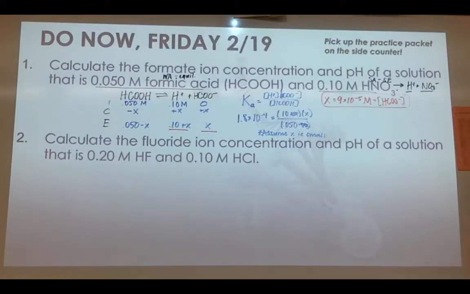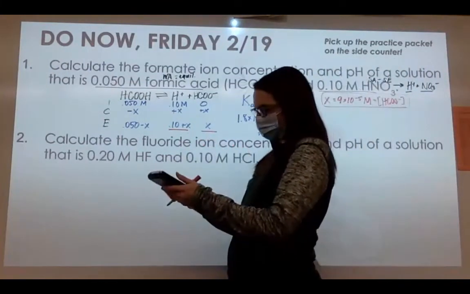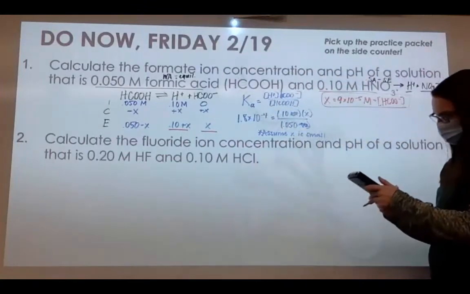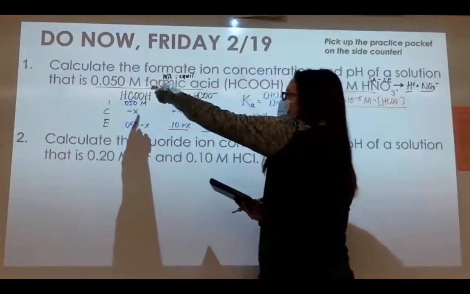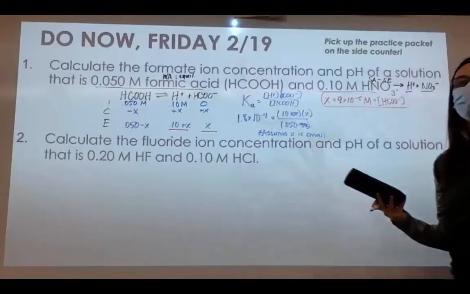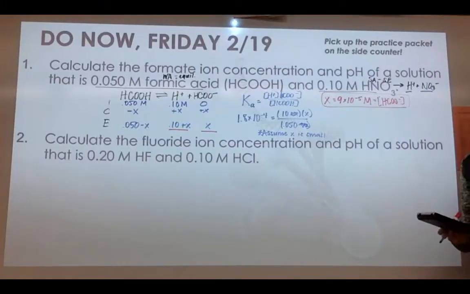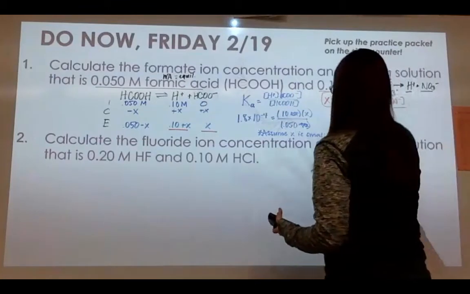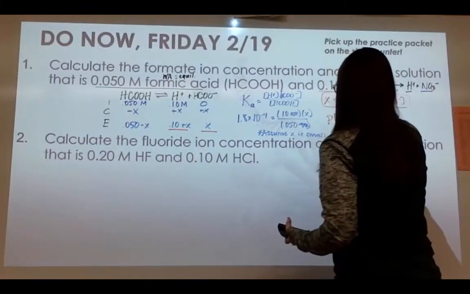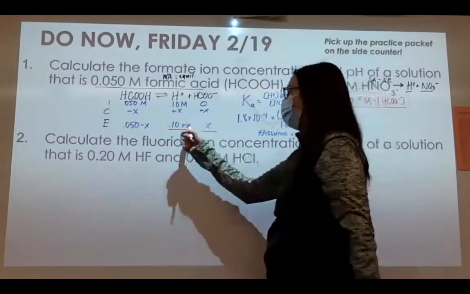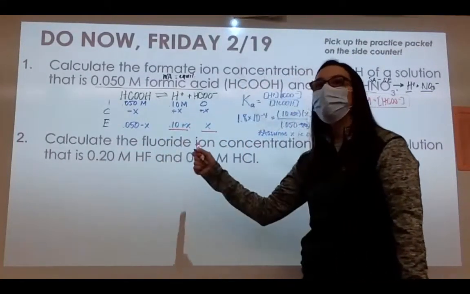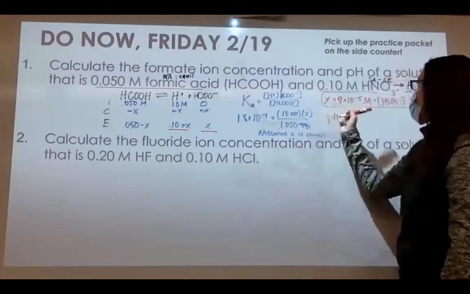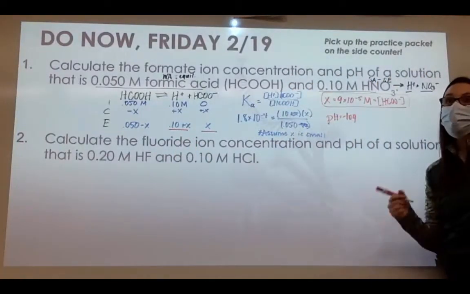And then the pH. If in your calculator you do 0.1 plus your 9 times 10 to the negative fifth, if you keep it to 2 sig figs, like the problem, even 3 sig figs, it's still 0.1. So to find the pH, we need the negative log of H plus. Normally we would do 0.1 plus x, but even when I add 9 times 10 to the negative fifth, it's still 0.1.